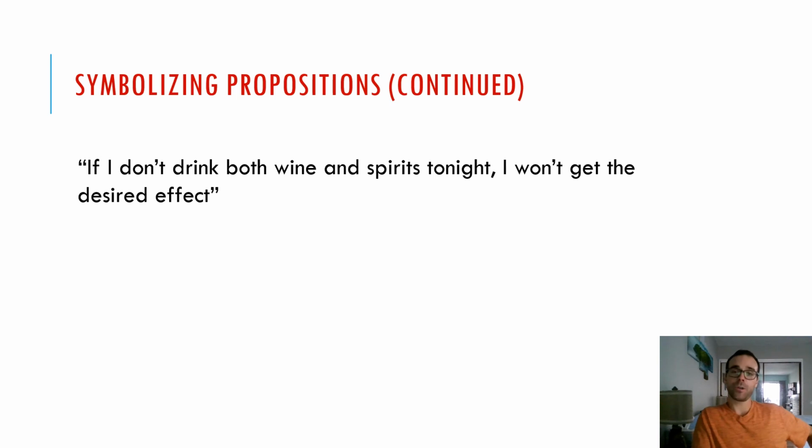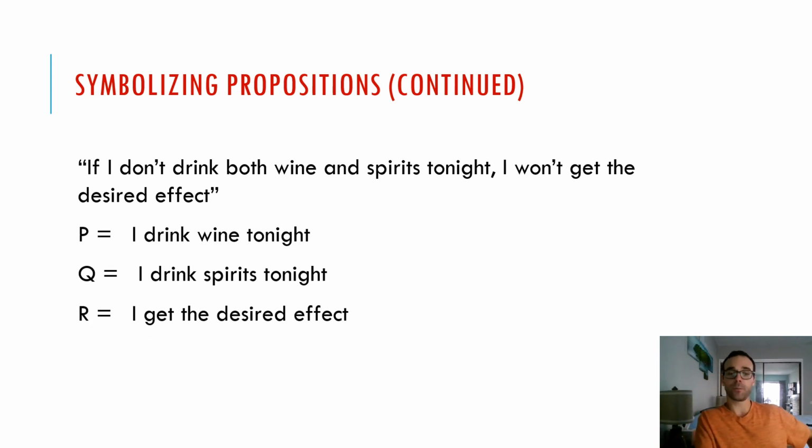Again, the first thing you want to do is determine how many simple propositions there are. And then once you determine how many simple propositions there are, then we can assign a variable to them and then put those variables into an equation using the 5 symbols. So here we have 3 simple propositions. I drink wine tonight, I drink spirits tonight, I get the desired effect.